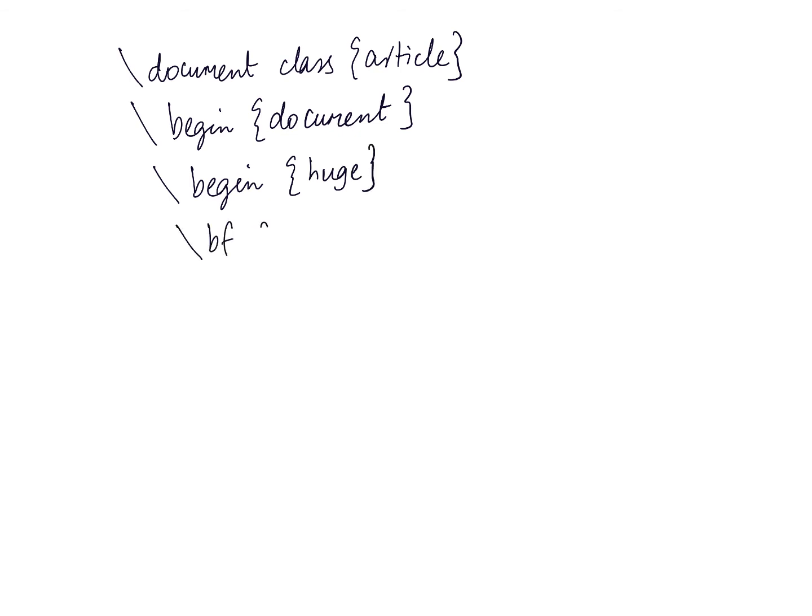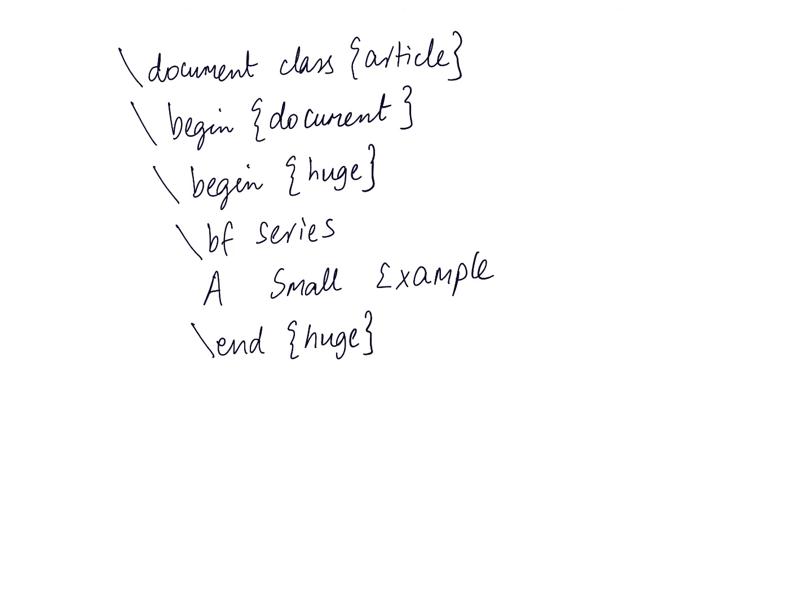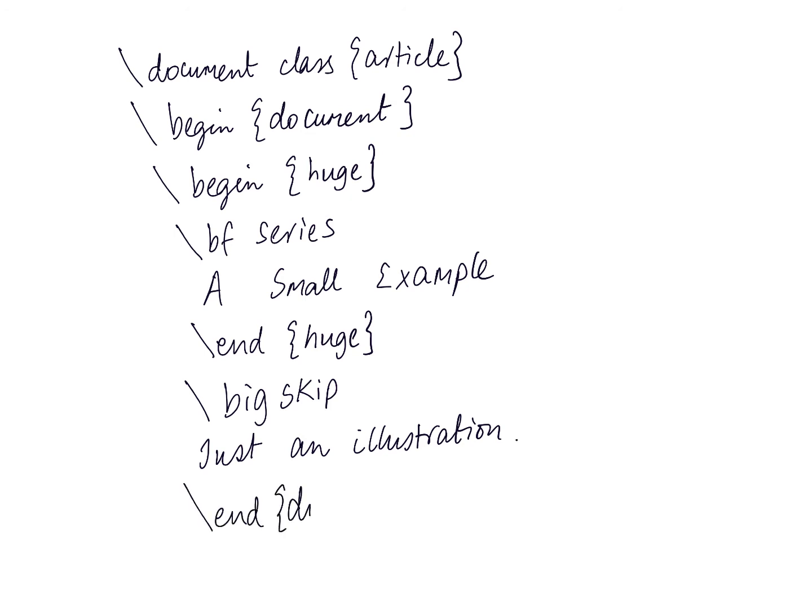Now I can do BF series to get everything in bold, and let's put a small example, maybe not as small as it may appear to be, and then end huge. So all your huge stuff will stop. And then let's take a big skip. Look, check out this command, big skip. And just an illustration. And then end document.